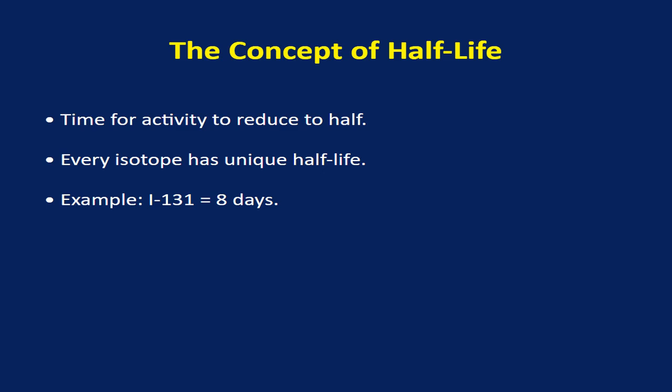The concept of half-life. How long does radioactivity last? We use a term called physical half-life. This is the time it takes for exactly one half of the radioactive atoms to decay away. Every isotope has its own unique clock. For example, iodine 131 has a half-life of 8 days, while carbon 14 takes 5700 years.